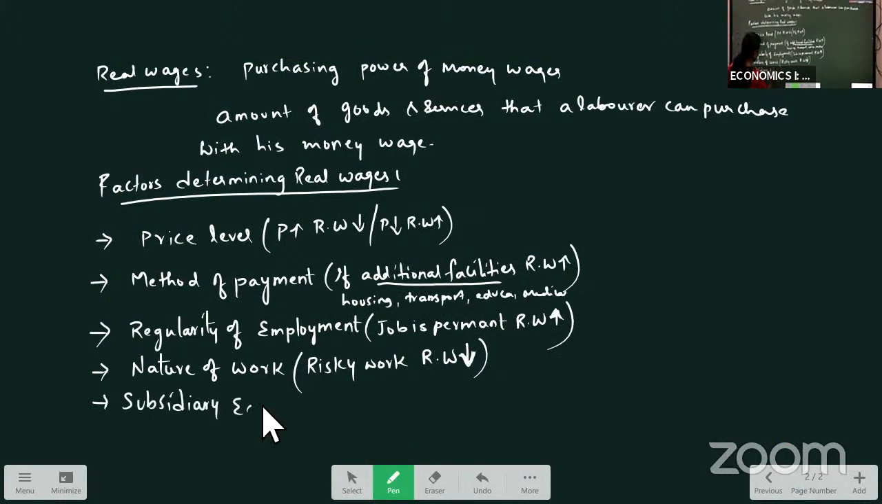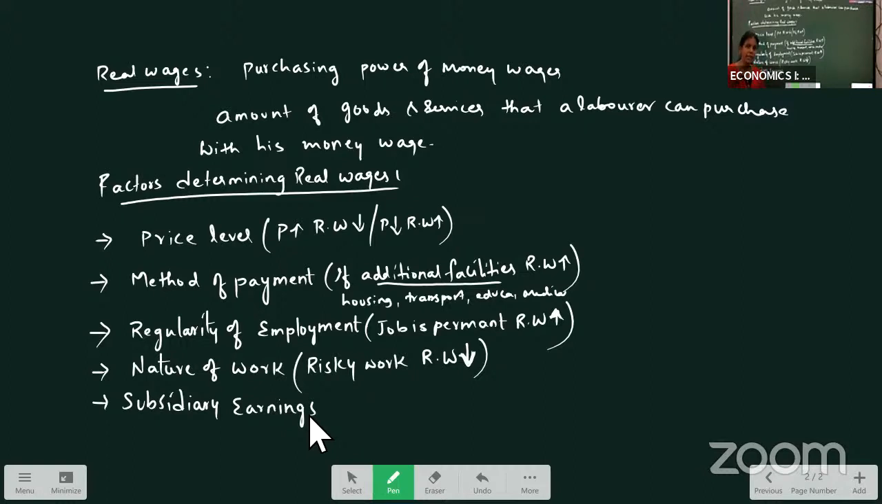Next one. Subsidiary earnings. Subsidiary earnings means what? The additional facilities or additional income which is earned by the labor. For example, he is not only getting the income from the job, but also he has one building. From that building, he will earn rent, right? On the building, rent will come. That is an extra income for him.